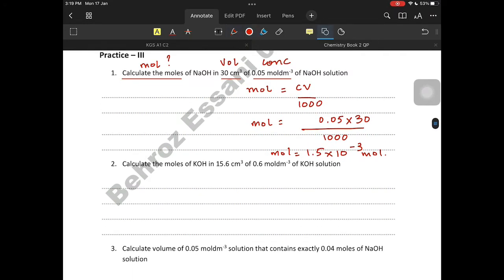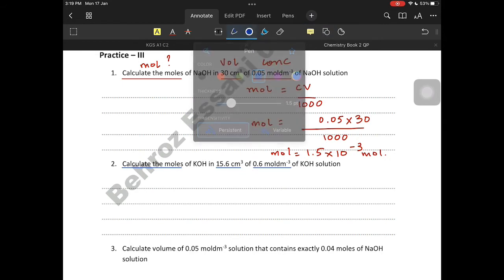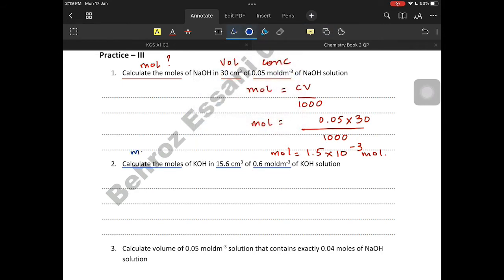Let's do some other question over here. I'll change the color. Now it says calculate the moles of potassium hydroxide in 15.6 centimeter cube of 0.6 mole per decimeter cube of potassium hydroxide. Again, the moles are missing, volume is given, and mole per decimeter cube means concentration, so that is given as well. Now we'll solve it to see what happens.